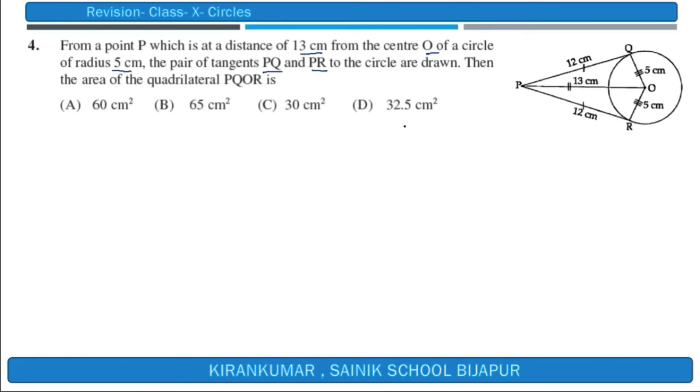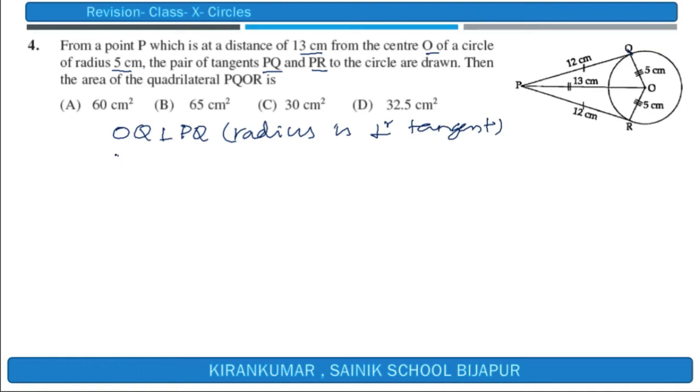In this figure, O is the center of the circle, and OP is the distance from the center to an external point. From there we have two tangents PQ and PR. The length of the tangent will be 12. Why is it 12? The reason is it forms a right-angled triangle. Since OQ is perpendicular to the tangent PQ, the radius being perpendicular to the tangent, we use the Pythagoras theorem here.